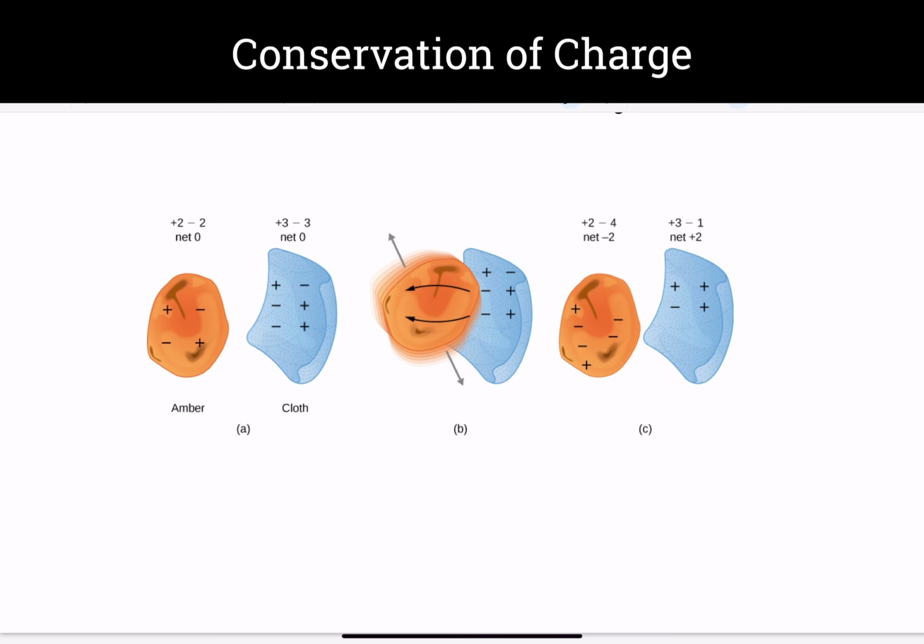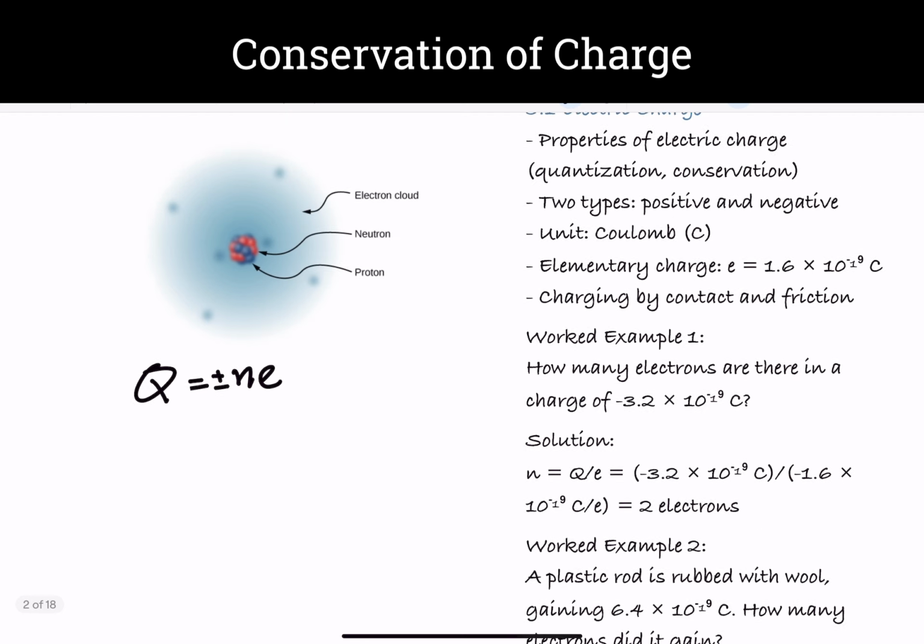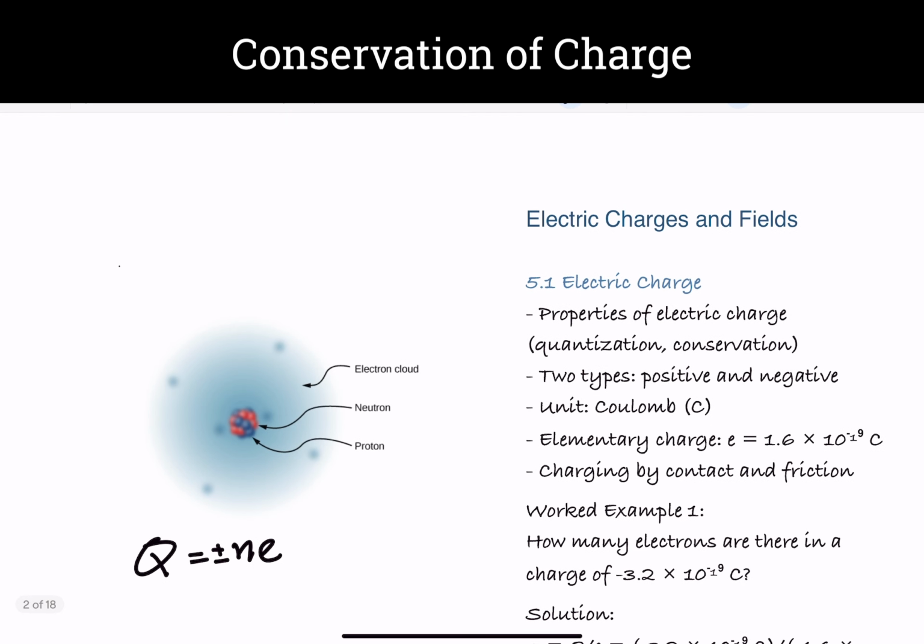Now, as shown in this diagram, when amber is rubbed with a piece of cloth, you can see that before rubbing, they're both neutral. So you see that there's +2 here, -2, so it's neutral, +3 and -3. In nature, most of the atoms are neutral because the number of protons is exactly equal to the number of electrons. That is why they are neutral. And you must know that a proton has the same charge as the electron, only that it is positive.